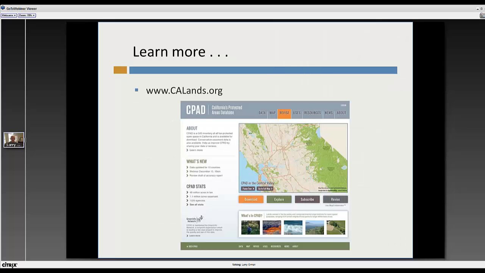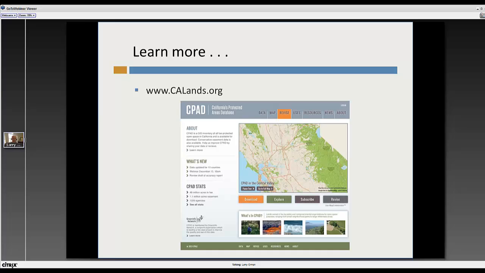This was the most important thing I think I could say, which is if you have a question about this data set, go to calands.org, and it's a very robust data site. We like to pride ourselves that it's the most detailed data site for any GIS data set in the state, maybe even in the U.S., and there are a lot of resources here.